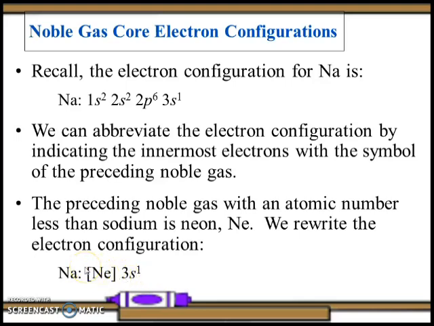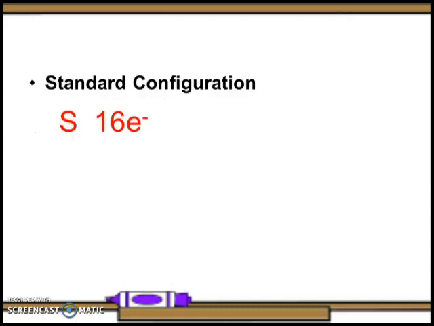[Ne] represents the electron configuration of neon. So this is the core electrons, or electrons in the noble gas. The 3s1 is the valence electrons, or the electrons outside of the noble gas. Next example is sulfur. So sulfur has 16 electrons. Its electron configuration is 1s2, 2s2, 2p6, 3s2, and 3p4.